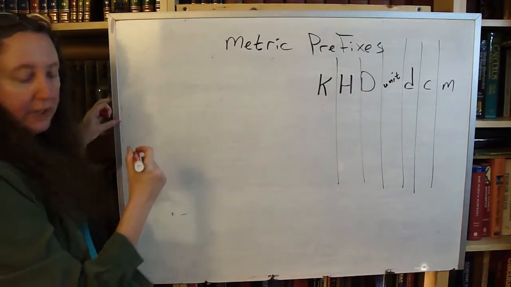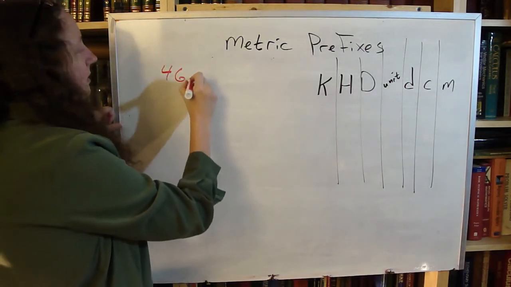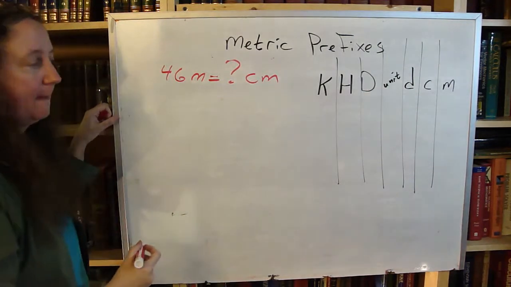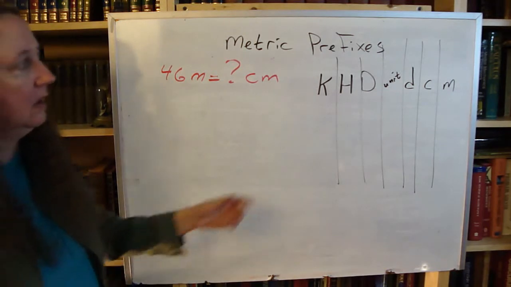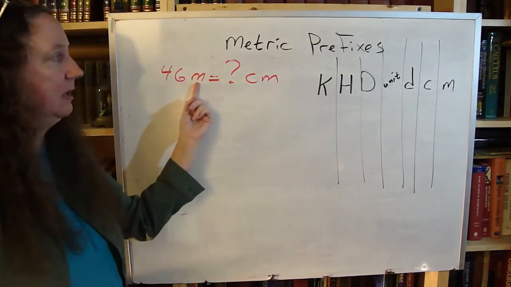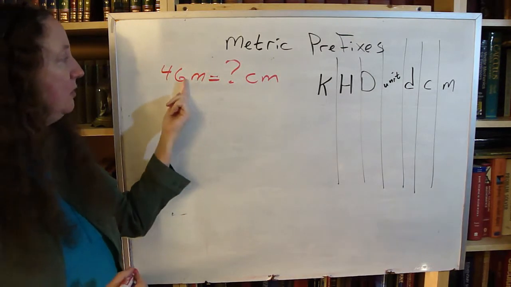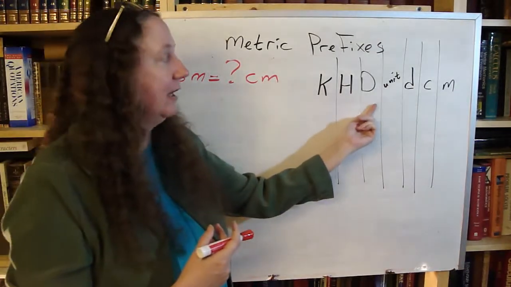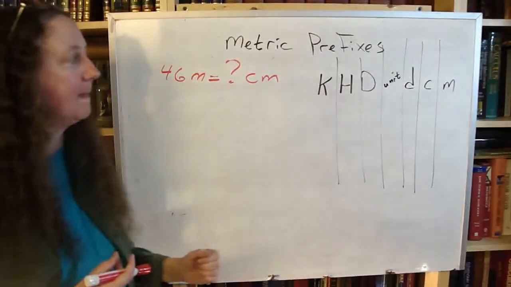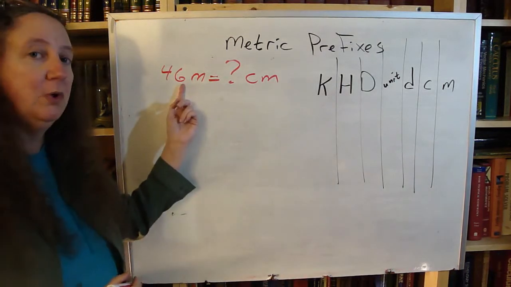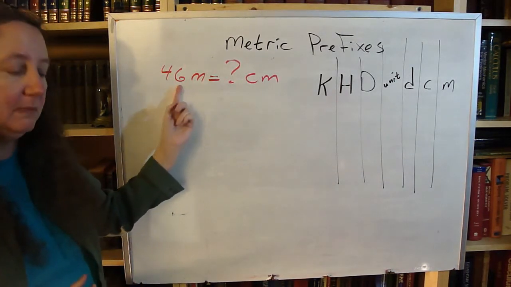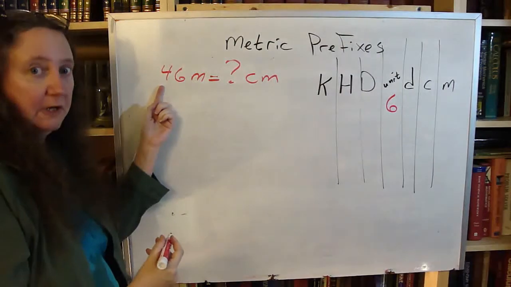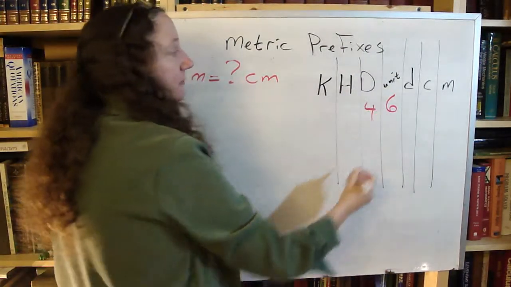If we have 46 meters, and we want to know how many centimeters that is, I'm going to take my 46 and I'm going to find my units place. This is my units because there's only one letter there. There's not a second letter to tell me that it's kilo, hecto, deca, deci, centi, or milli. So I'm going to put the 6 in the units column. The 4 goes in front of the 6, so the 4 goes in the next column over.